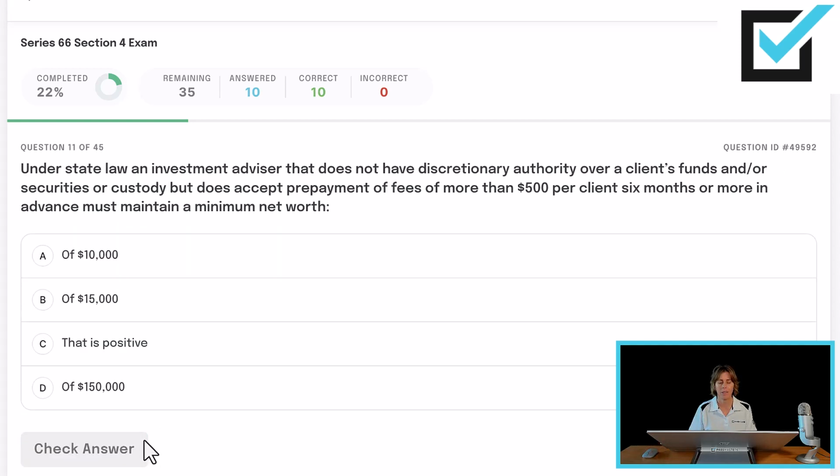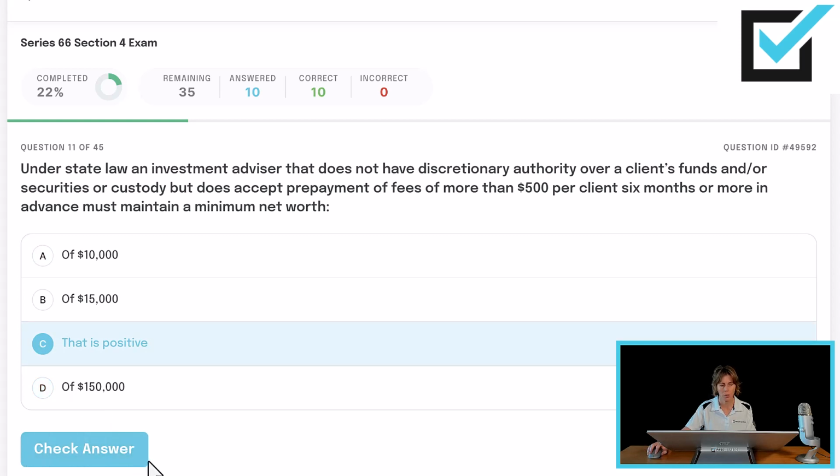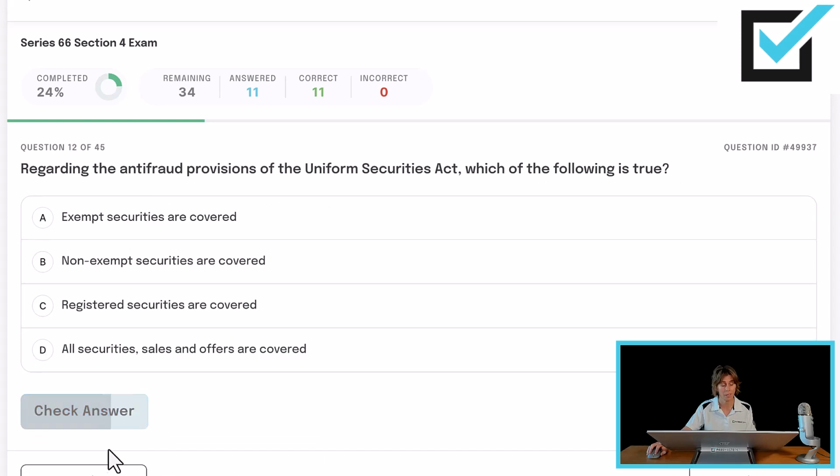Under state law, an investment advisor that does not have discretionary authority over a client's funds or securities or custody, but does accept prepayment of fees of more than $500 per client 6 months or more in advance, must maintain a minimum net worth. That is positive, the correct answer to this question. So they don't have custody, they don't have discretionary authority, but they do accept prepayment of fees of more than $500 per client 6 months or more in advance. They must maintain a minimum net worth that is positive.